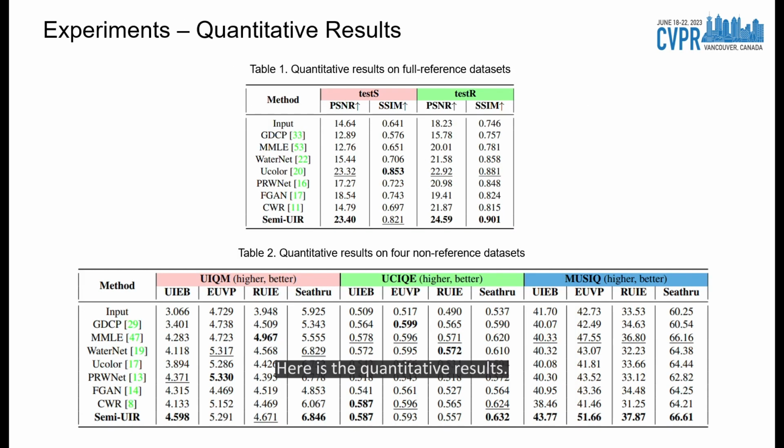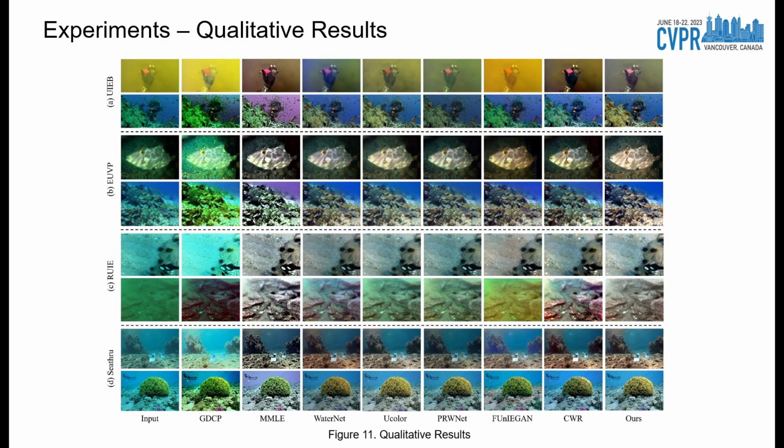Here are the quantitative results. Incorporating unlabeled real underwater images in training might encourage the network to pay more attention to the real underwater scene. Figure 11 presents some qualitative results. We can observe that our approach can robustly restore various types of underwater images with natural color and rich details.